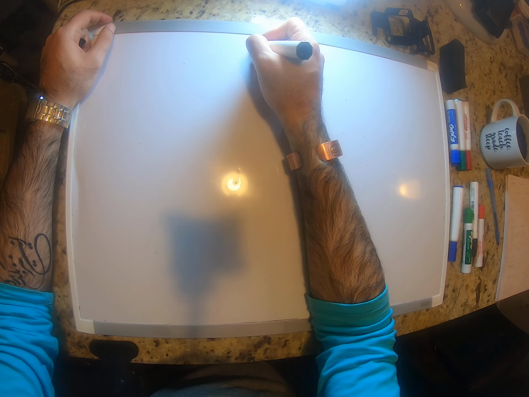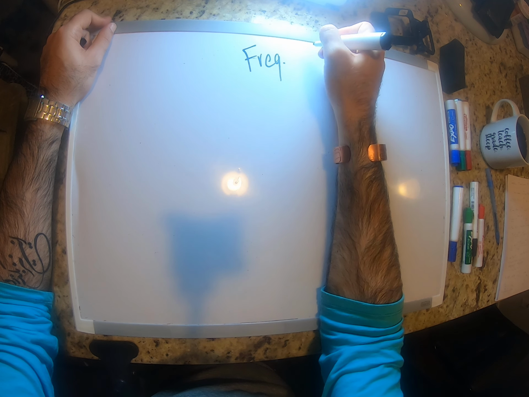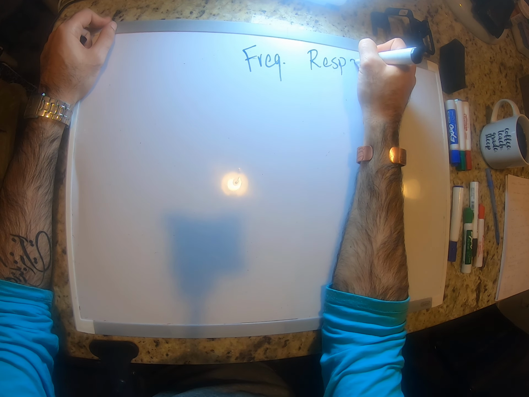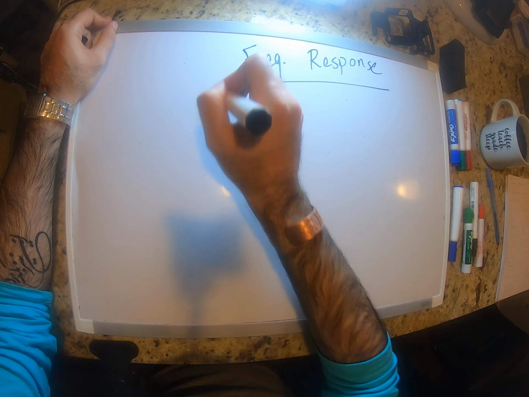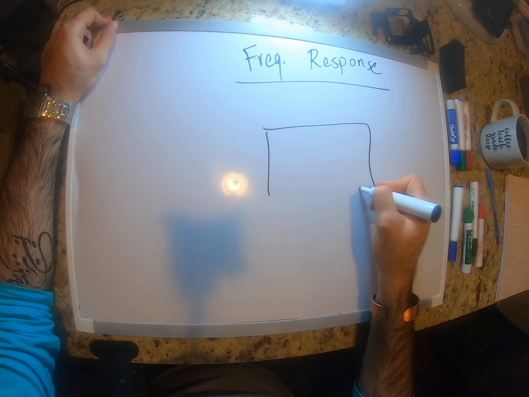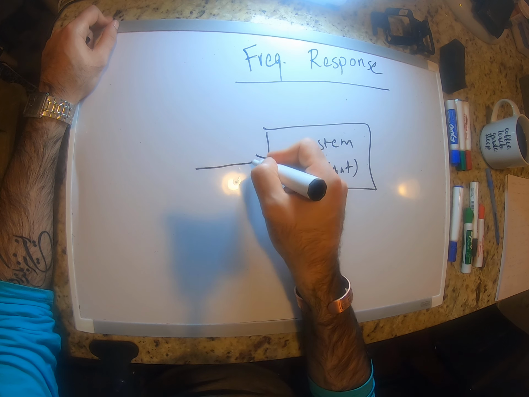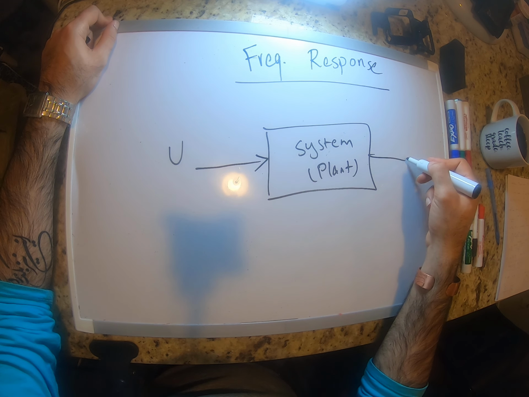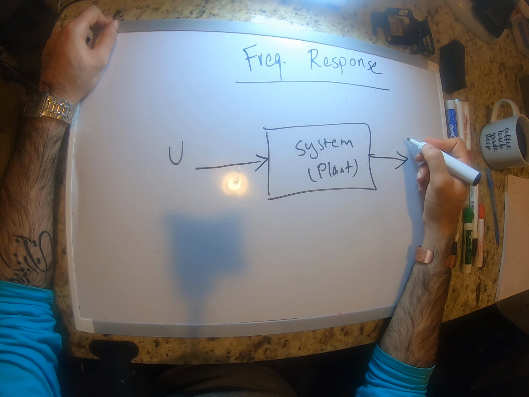Now, the other concept I want to talk about is the frequency response of a system. So most of the time we want to model a system. Let's say this is a system, sometimes we call it a plant. It takes an input and you're going to have an output. Let's actually do I and O.